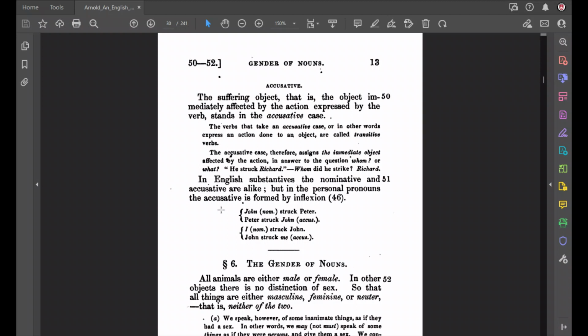All right? So if I wash the car, if the car is washed by me, the car is the object, right? I wash, that's the action, and the car receives the action. The car suffers the action. That's what that word suffers means. Suffers in this context in grammar doesn't mean suffering like crying in pain. It just means to receive the action of the verb. The suffering object, the object that receives the action of a verb. The object immediately or directly affected by the action expressed by the verb stands in the accusative case.